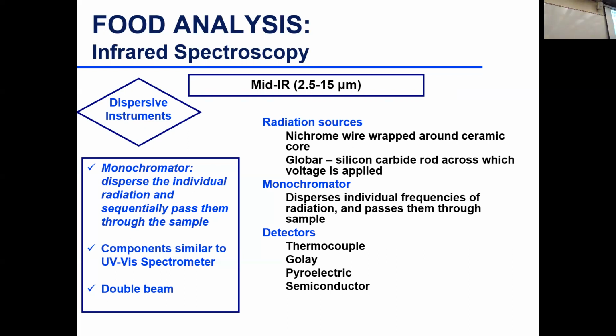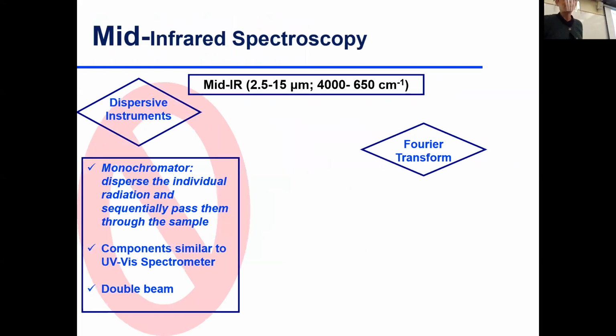So you have your radiation source, you don't have to remember any of that. You have the monochromator and you have detectors. Again, you don't have to remember that. But they're no longer used. Now, the advanced one is Fourier transform. So FTIR, where we hear the term Fourier transform.